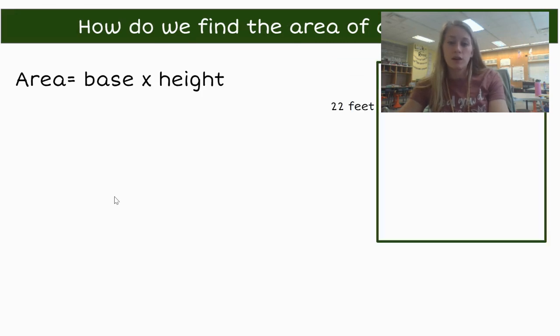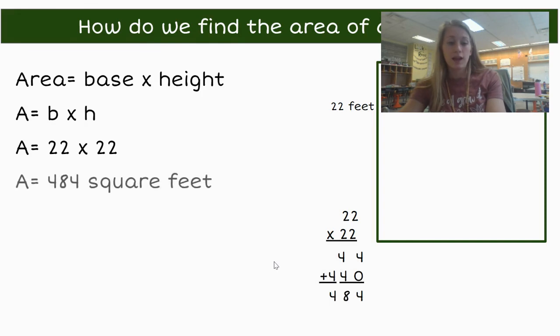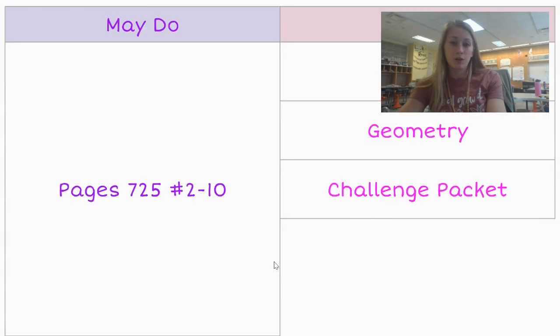Now, how do we find the area of a square? So remember, a square is something special. It's a little bit different. Because a square has all the same side lengths, we just multiply this number by itself. Because if we think about it, it is 22 feet tall, which is our height, and the base is also going to be 22 feet. So we just multiply 22 by 22. When we multiply 22 by 22, our answer is 484 square feet. Try the next problem sheet on your own.